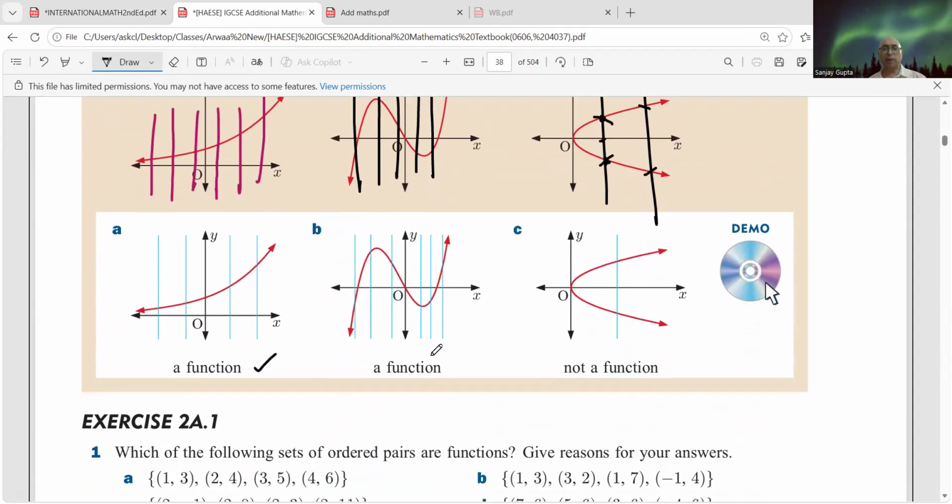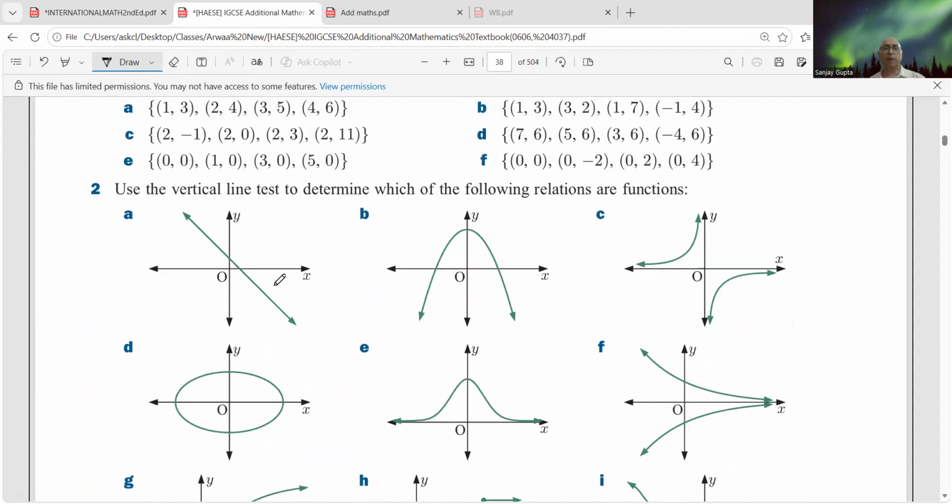So that is the very simple way of knowing a function or not a function. Now we look at these examples. Here, the lines are not cutting the graph at more than one place. Here also.